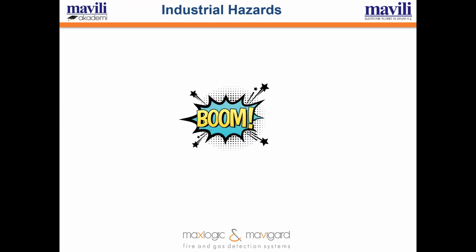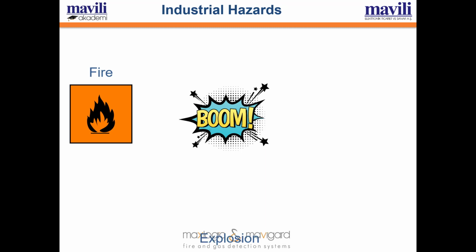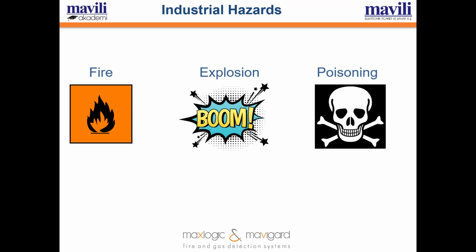And what are the industrial hazards in industrial facilities? Fire, explosion, and poisoning. One of the biggest mistakes made when designing a fire and gas detection system in industrial facilities is to rely on the architectural project.